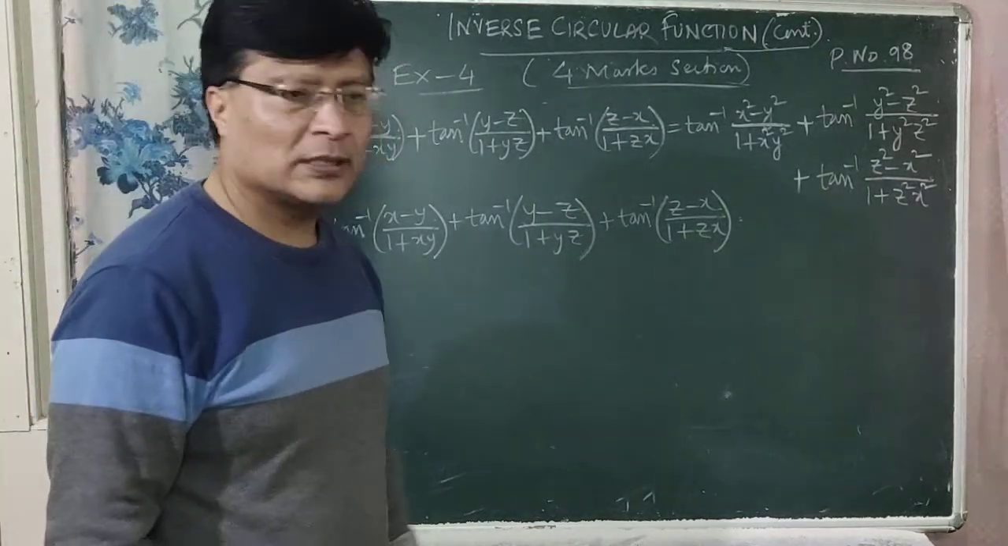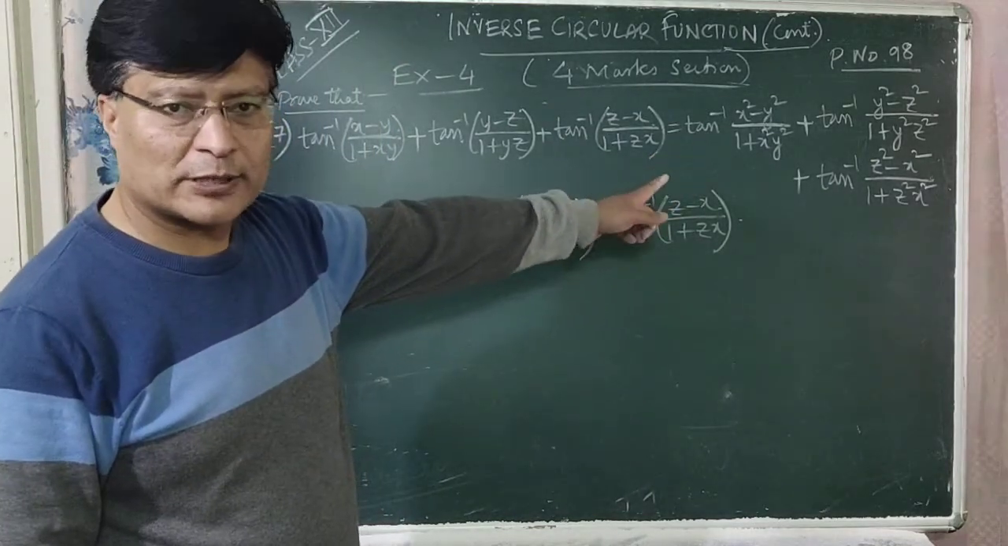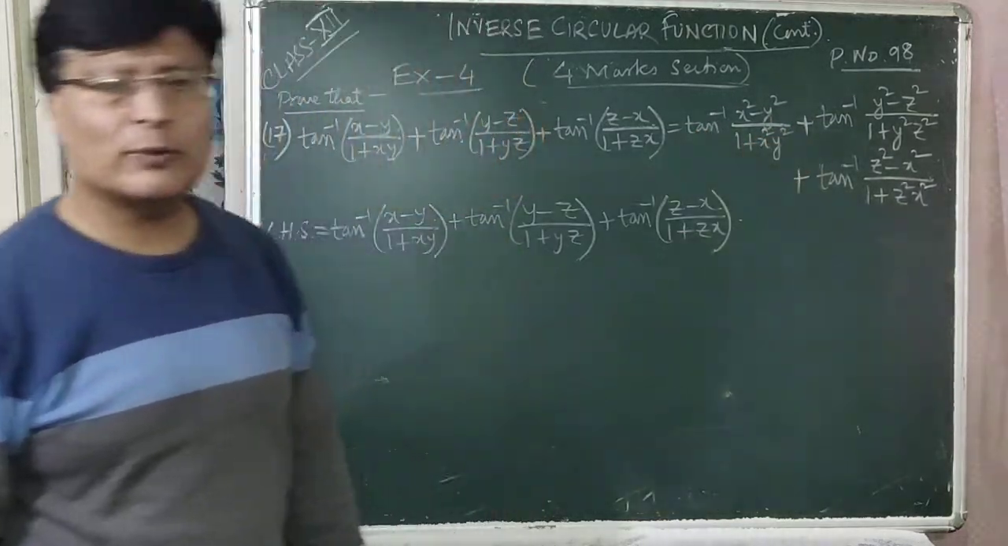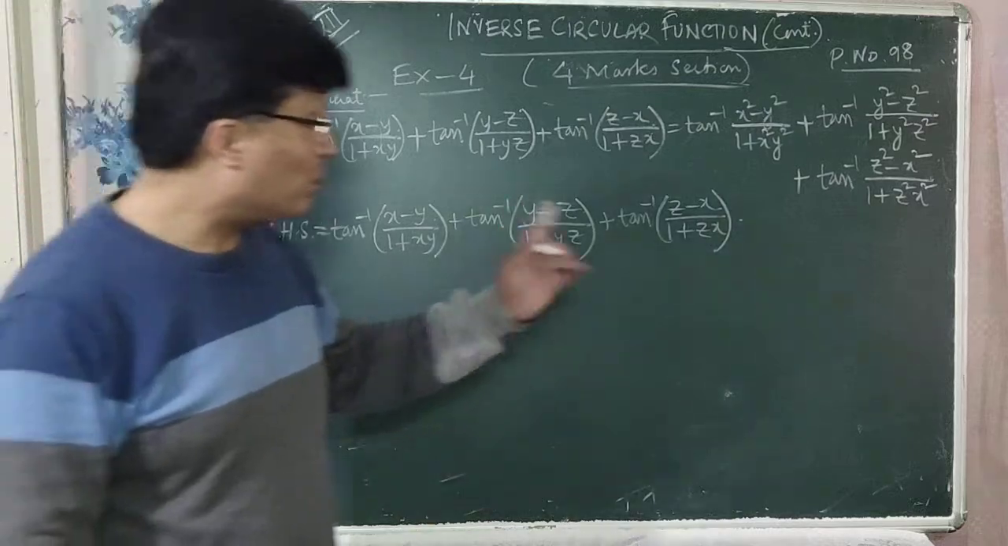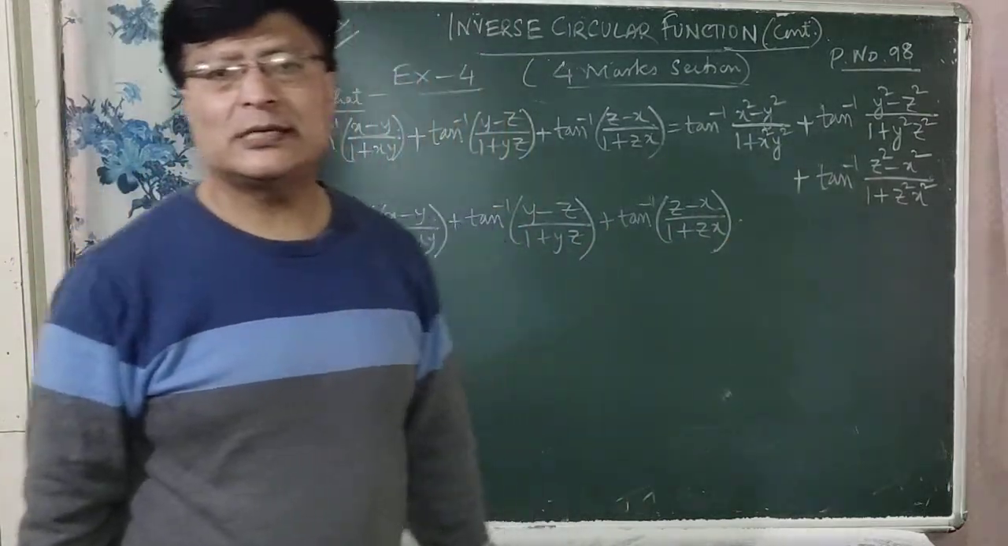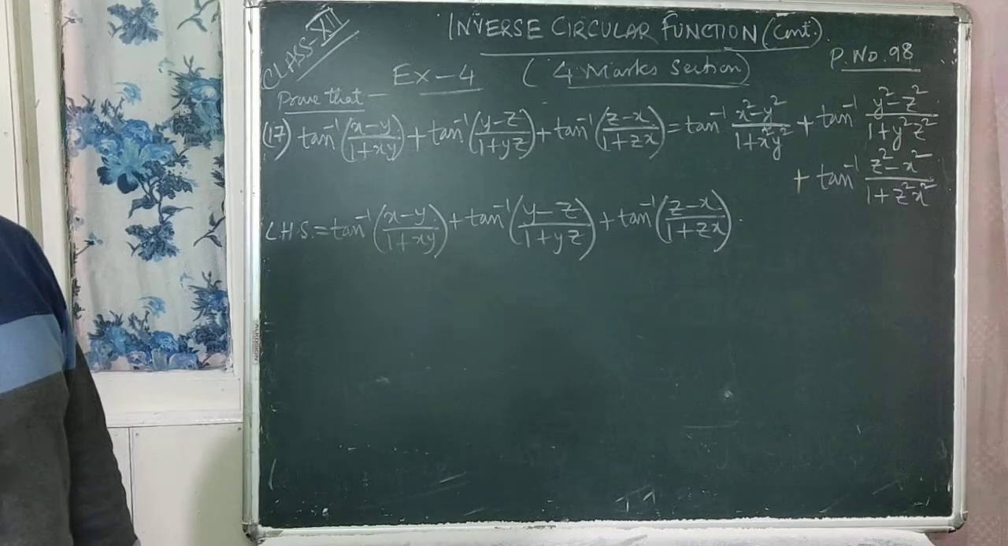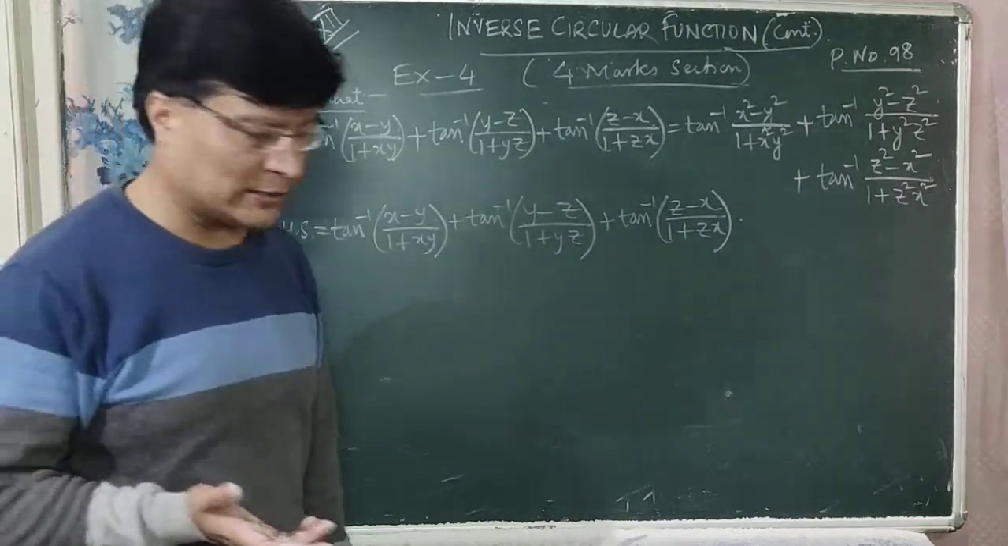Tan inverse x square minus y square upon 1 plus x square y square plus tan inverse y square minus z square divided by 1 plus y square z square plus tan inverse z square minus x square upon 1 plus z square x square. So let us prove this LHS is equal to RHS.